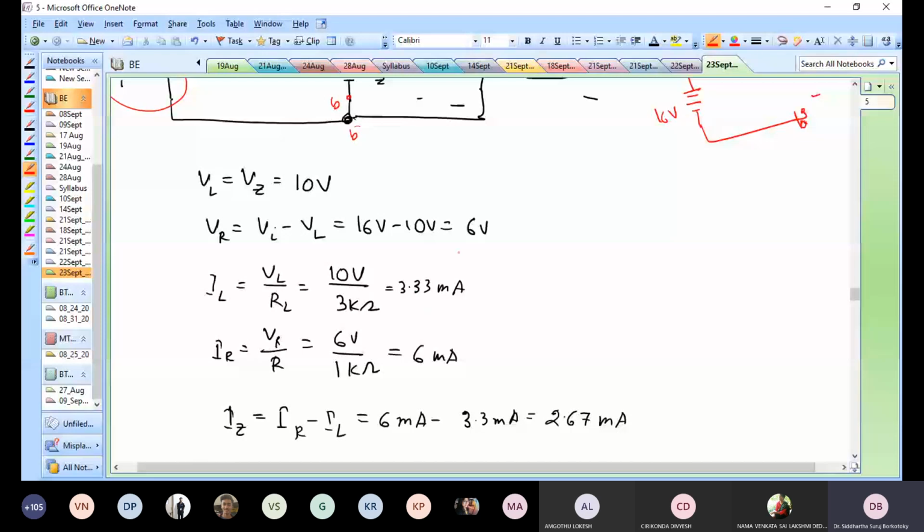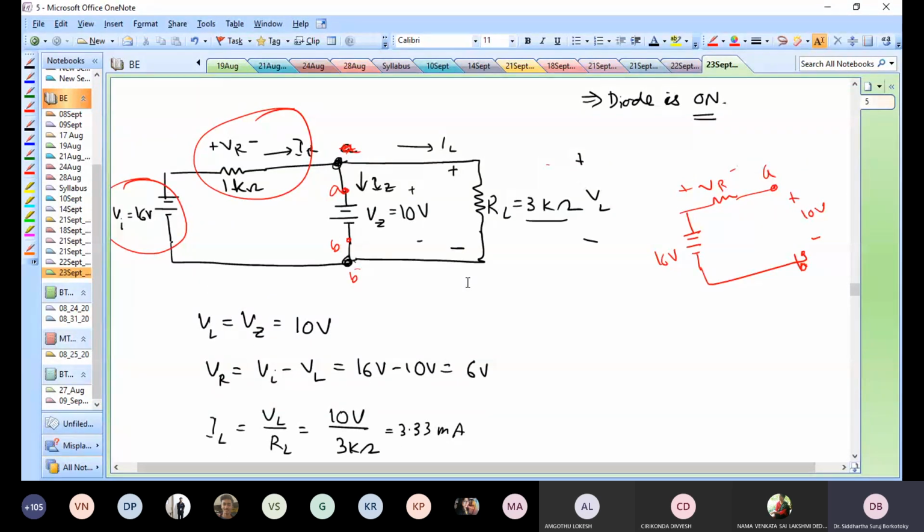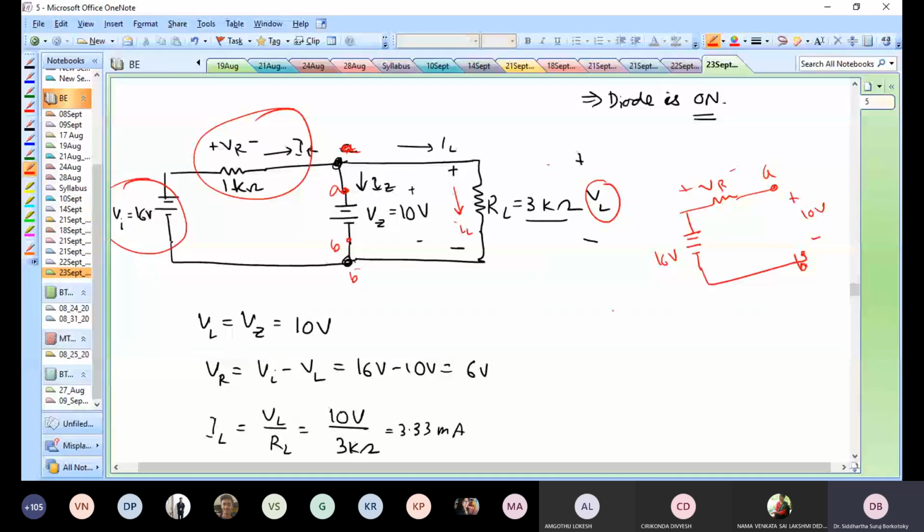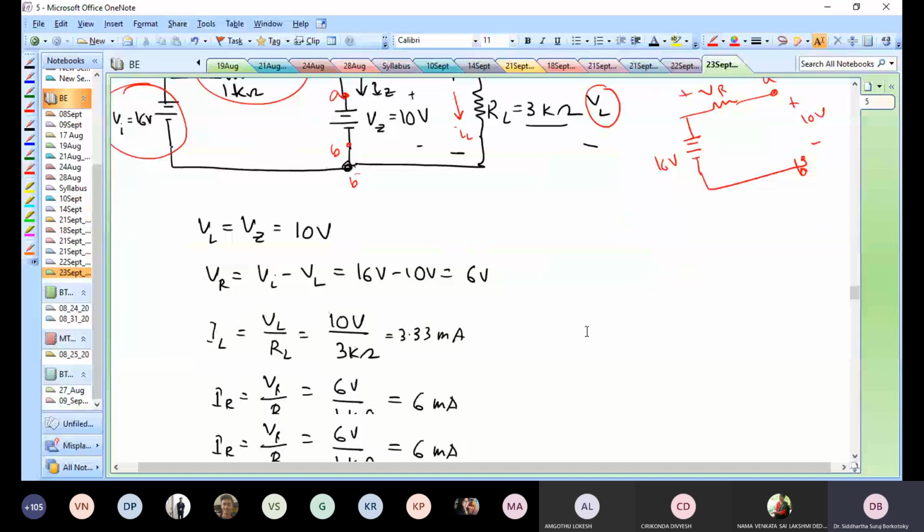If this is 6 volts, then what is IL? For IL, you don't need to refer to the 6 volts. All I need to know is VL. VL is 10 volts, I already know. RL, I already know, 3 kilo ohms. Then the current flowing through IL is just VL by RL, right? This is just the basic resistor equation. So VL by RL is 10 volts by 3 kilo ohms, which is 3.3 milliamperes.